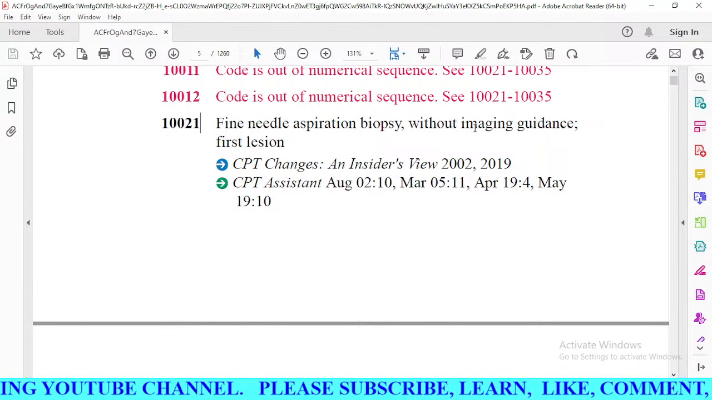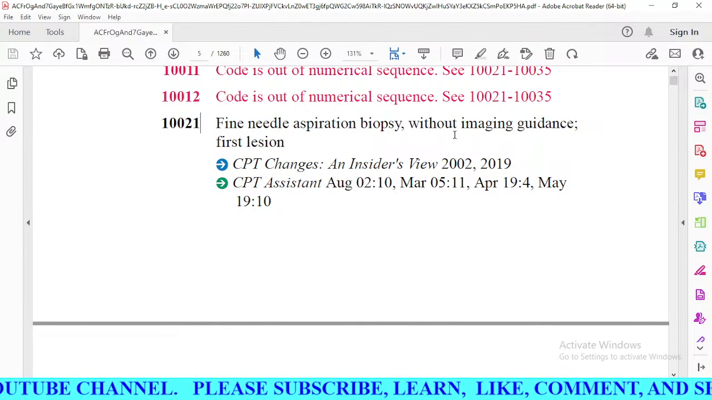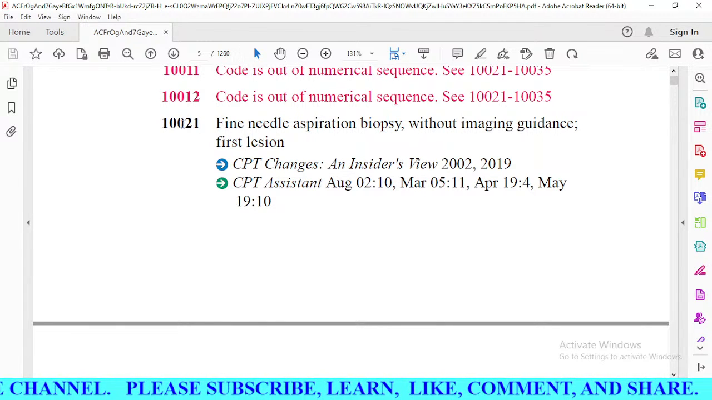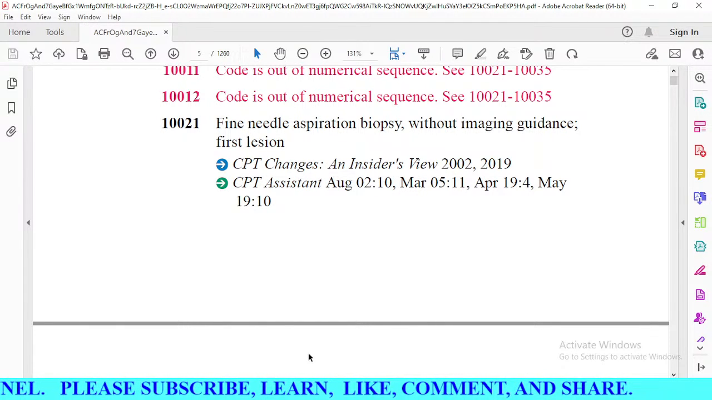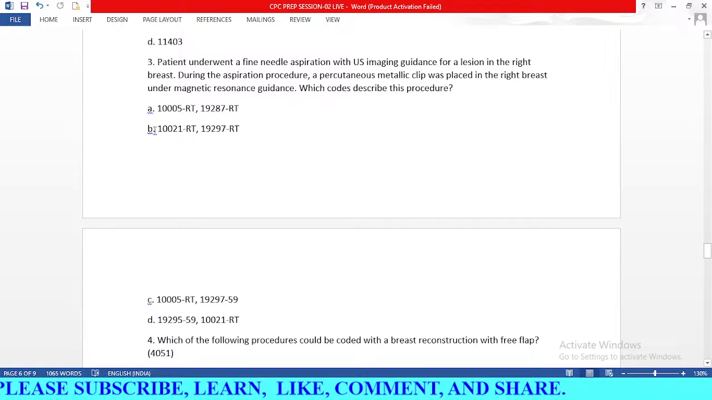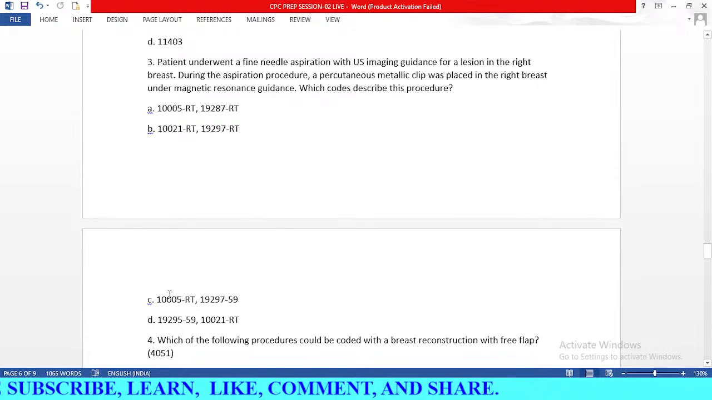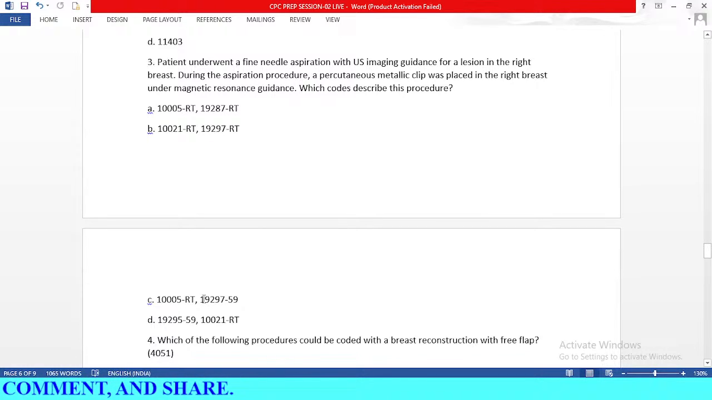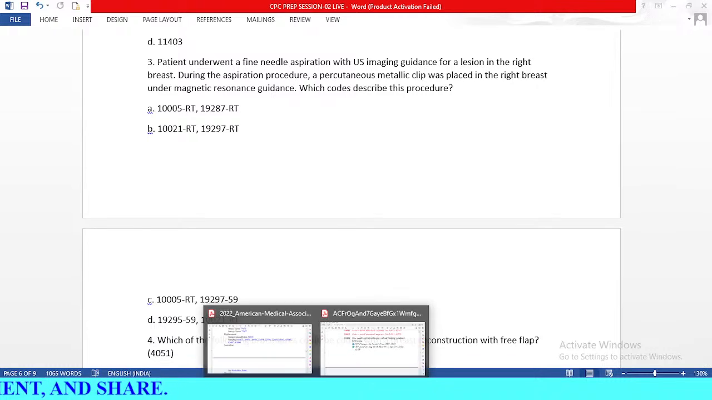So anyway, here it is without imaging guidance, but in our question we have ultrasound guidance, so it is not correct. 10021 is not correct, so we can remove this one, and here we can check 10005 RT, and one more code here is 19297.